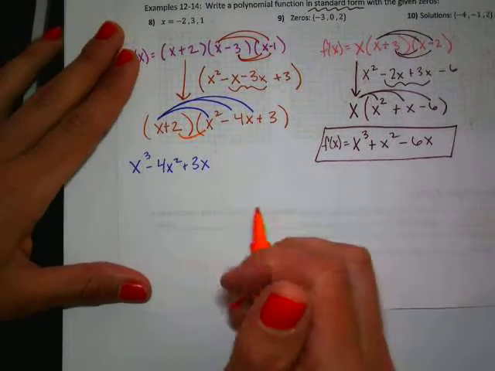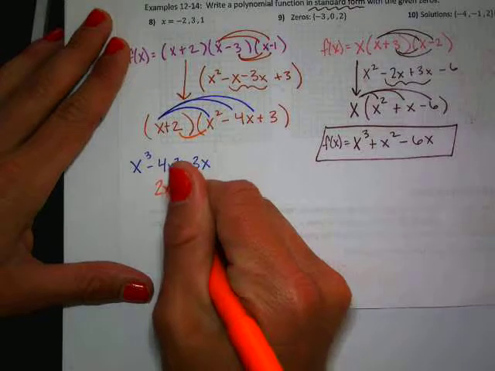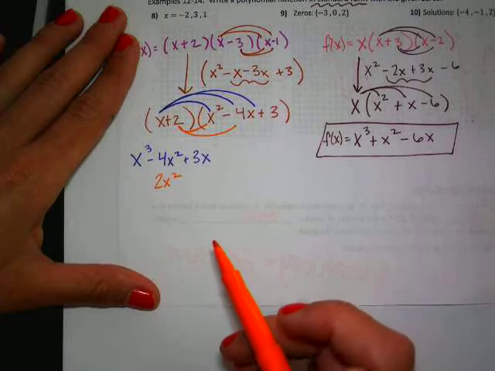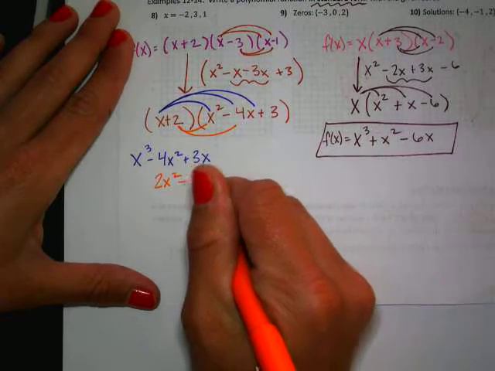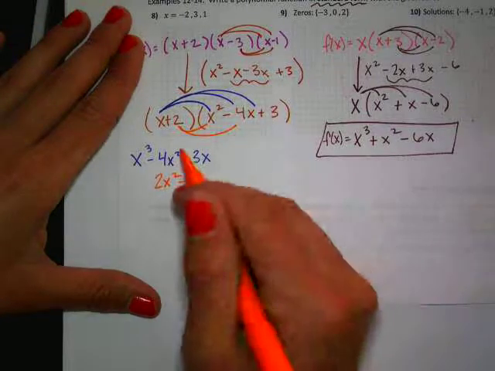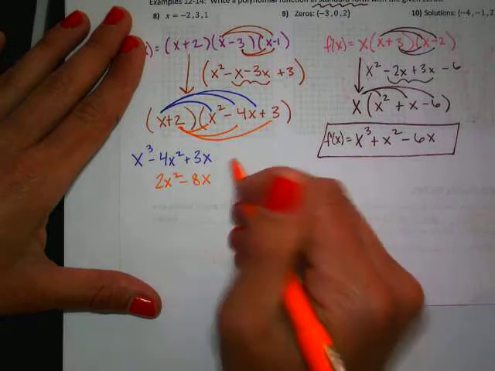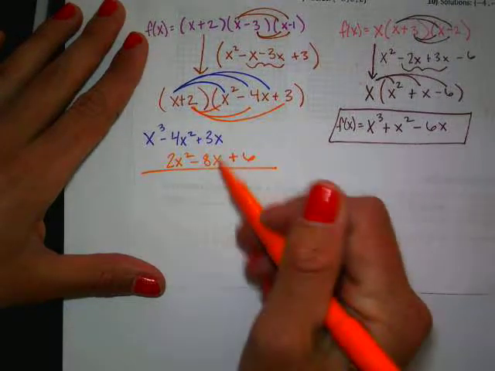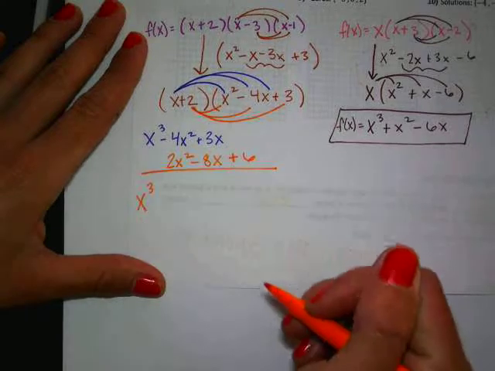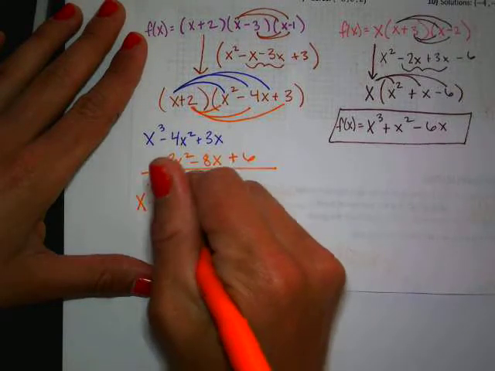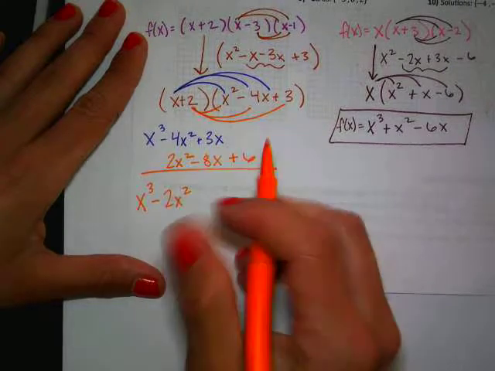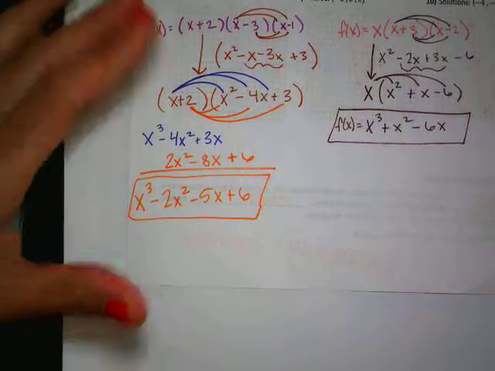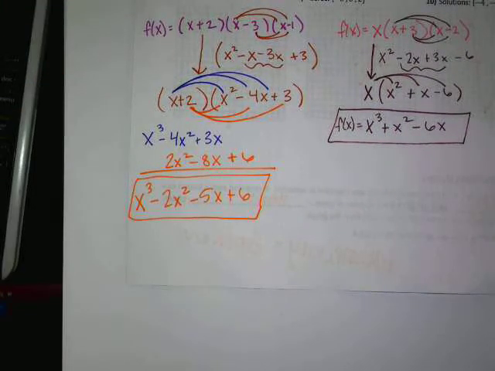But 2 times x squared, plus 2x squared. So I'm going to put it right underneath here, this 2x squared. All right, 2 times negative 4x, minus 8x. So it's going to come right under here, the other x. And then last one, 2 times 3, plus 6. So when I combine all my like terms, which I have lined up, my x cubed gets brought down. Negative 4 plus 2, minus 2x squared. 3 minus 8, minus 5x. And then the plus 6. And so now it's in standard form. Oh, I love that. Any questions?